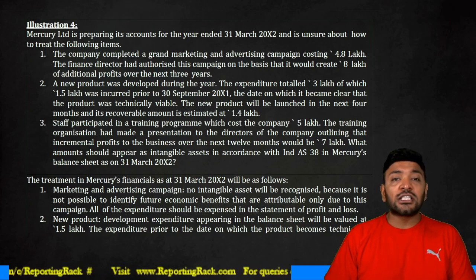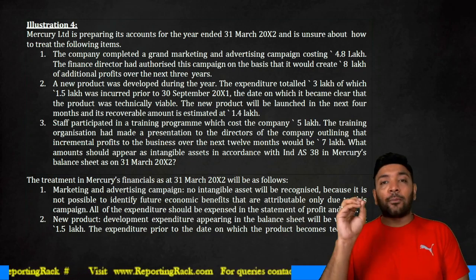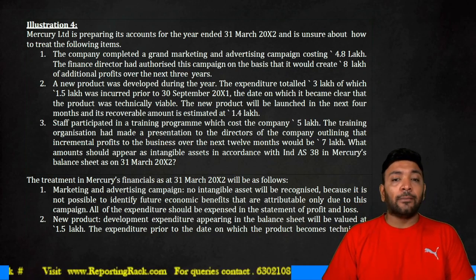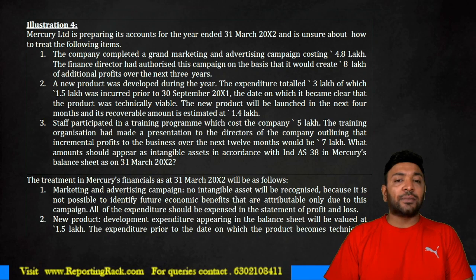What is the impairment loss? 1.5 lakhs minus 1.4 lakhs. That is nothing but 10,000 should be charged off to P&L. Clear? Or 0.1 lakhs should be charged off to P&L.